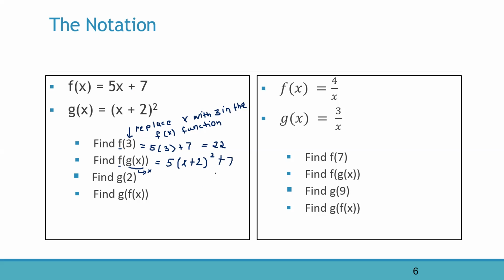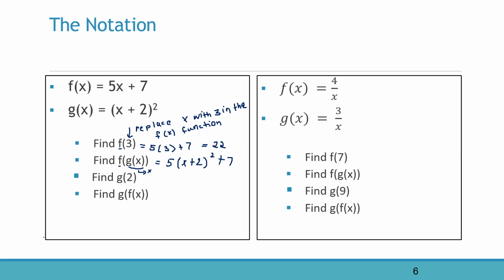Now, the wonderful thing is that WebAssign does not make you simplify, and neither will I. So we're just done at that point. Simplifying here would be a lot of work. We would have to use the FOIL process to expand the square of x plus 2, then distribute the 5, then add 7. So we don't need to simplify. We just had to substitute in one function into the other to have a single formula.